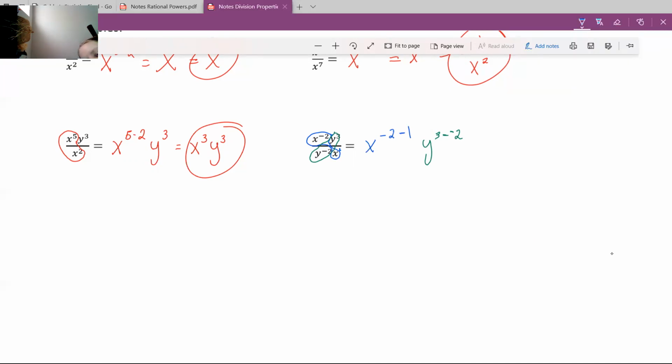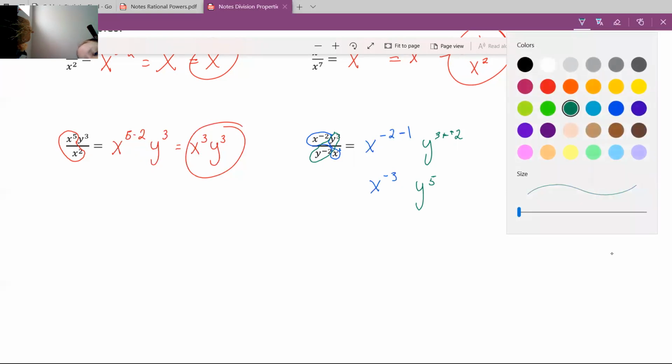So then I can simplify. Negative 2 minus 3 gives me x to the negative 3. And 3 minus negative 2, minus a negative, change. That gives me y to the 5th. But am I done yet? Of course not, because I still have that pesky little negative exponent.